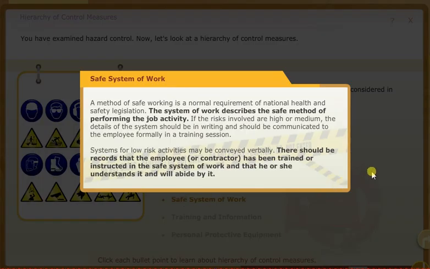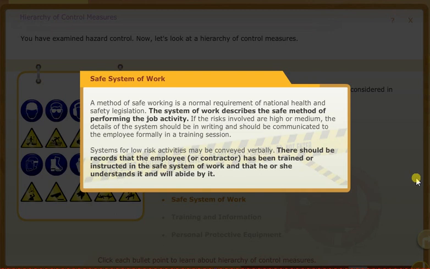Safe system of work. A method of safe working is a normal requirement of national health and safety legislation. The system of work describes the safe method of performing the job activity. If the risks involved are high or medium, the details of the system should be in writing and should be communicated to the employee formally in a training session.